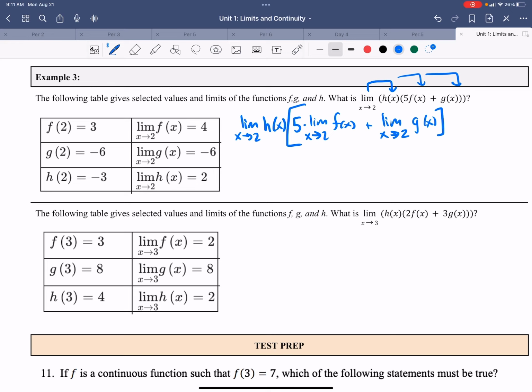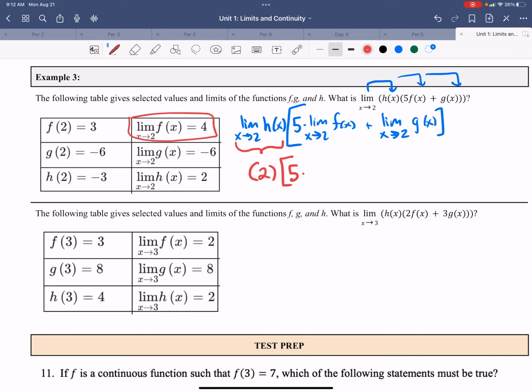I used the distributive property and that's how I got my limit using the limit rules. Now we have here the limit as x approaches 2 of h of x. That's this part right here, right? So I'm going to replace that with 2 times bracket 5 times the limit as x approaches 2 of f of x. The limit as x approaches 2 of f of x is 4.